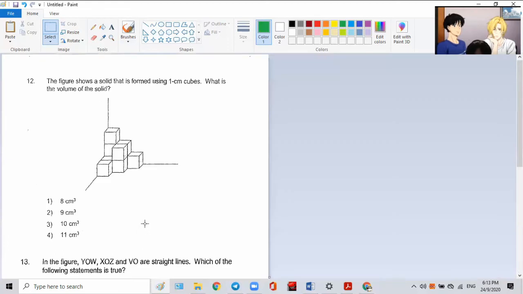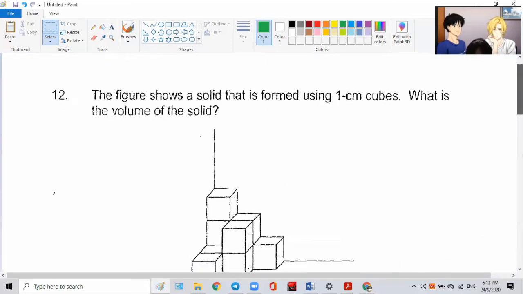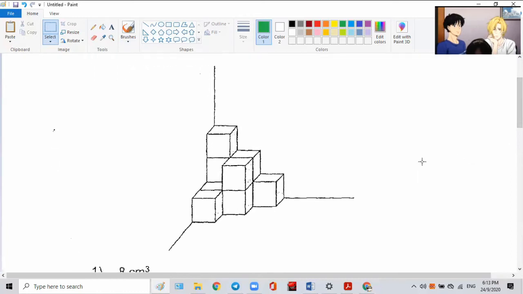The figure shows the solid that is formed using 1 cm cubes. What is the volume of the solid? Okay, how many? Can you see what is hidden? How many cubes are there? Can anyone see how many cubes are there? How many? 10. How do you count? 1, 2, 3, 4, 5, 6, 7, 8, 9, 10.